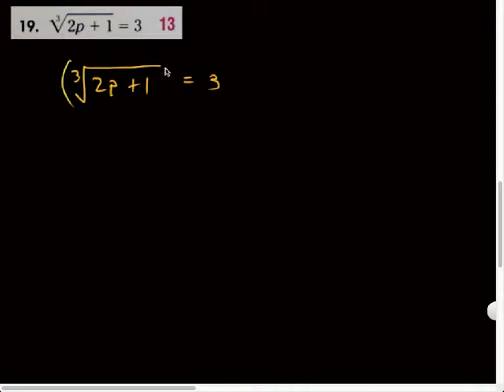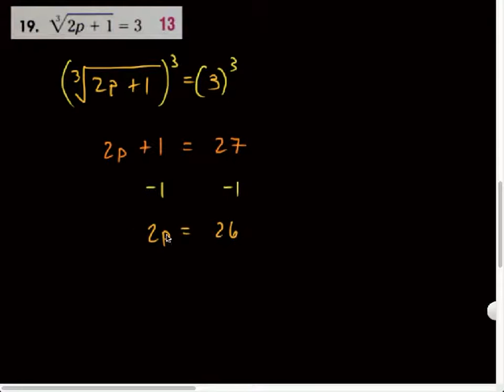Cube everything. Cubing both sides is a mathematically allowed move, and cubing would kill off a cubed root. So this would end up being 2p plus 1 is equal to 3 cubed, which is 27. Remember, that doesn't mean 3 times 3, that means 3 multiplied by itself a total of 3 times. And now this looks like just a vanilla problem. So 2p equals 26, and then divide by 2, divide by 2. And I get p equals 13.